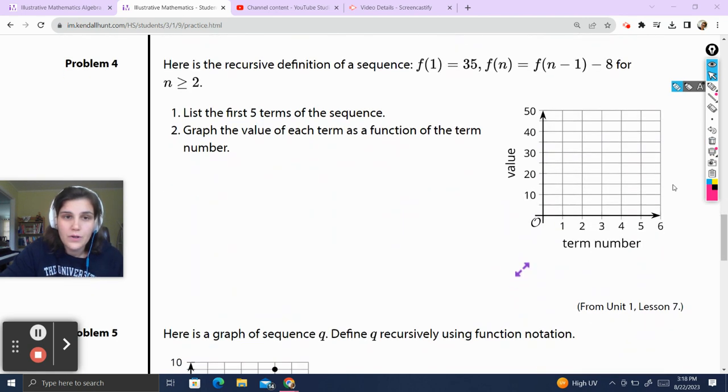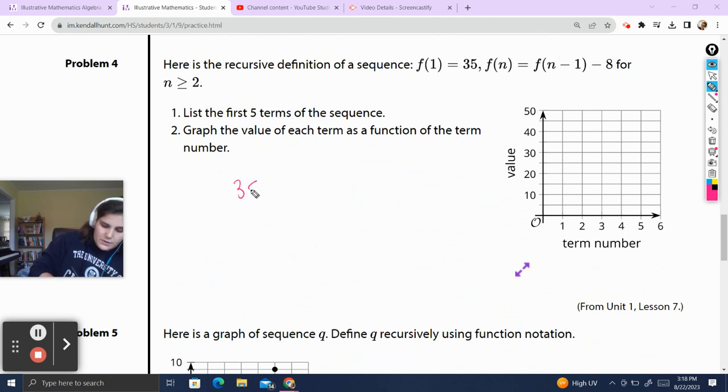Problem 4. Here's the recursive definition of a sequence. F of 1 is equal to 35. F of n is equal to the previous term minus 8 for n greater than or equal to 2. List the first 5 terms of the sequence. Well, the first term is 35, then we're going to be subtracting 8 each time, so 35 minus 8 is 47, minus 8 is 39, minus 8 is 31, minus 8 is 23.